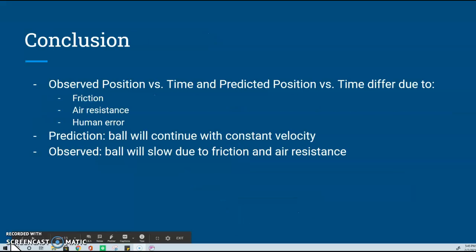In conclusion, the observed position versus time and the predicted position versus time have differences because of air friction, air resistance, and human error discussed earlier. I can minimize these differences, but it's nearly impossible to eliminate air resistance and friction with the tools I have available to me. This lab allowed me to conclude the predicted motion will be the ball traveling with a constant momentum, and the observed motion was a ball traveling at close to constant momentum but slowing down due to the non-zero net force. This concludes my video lab report.